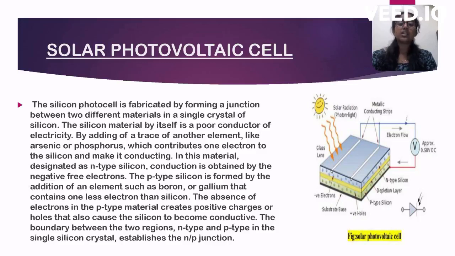In this material, designated as N-type silicon, conduction is obtained by negative free electrons. P-type silicon is formed by the addition of elements such as boron or gallium that contain one less electron than silicon. The absence of electrons in the P-type material creates positive charges, or holes, that also cause the silicon to become conductive. The boundary between the two regions, N-type and P-type, in the single silicon crystal establishes the N-P junction.